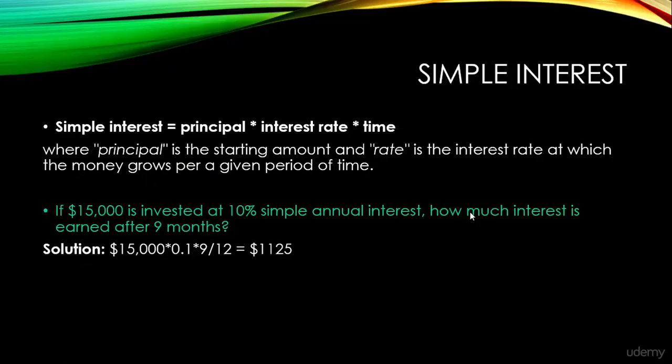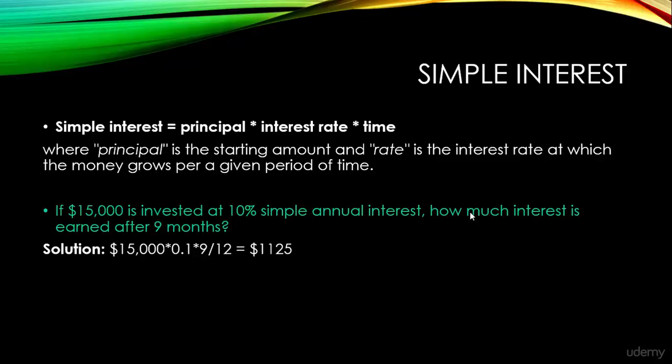Simple interest. Simple interest is equal to principal times interest rate times time, where principal is the starting amount and rate is the interest rate at which the money grows per a given period of time. Note that the rate must be expressed as a decimal in the formula. Time must be expressed in the same units used for time in the rate.